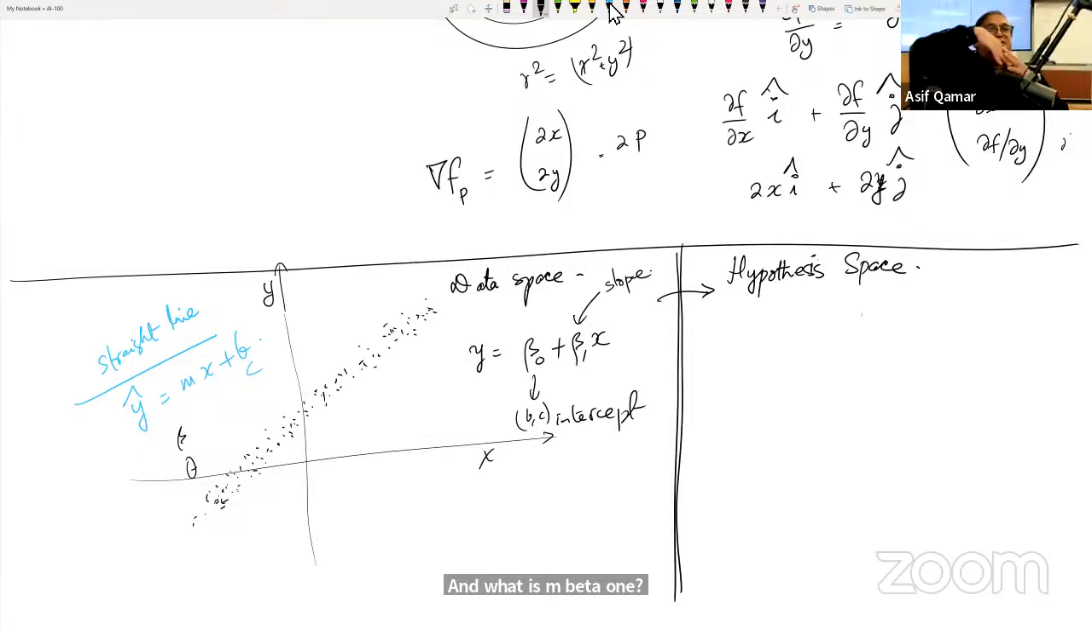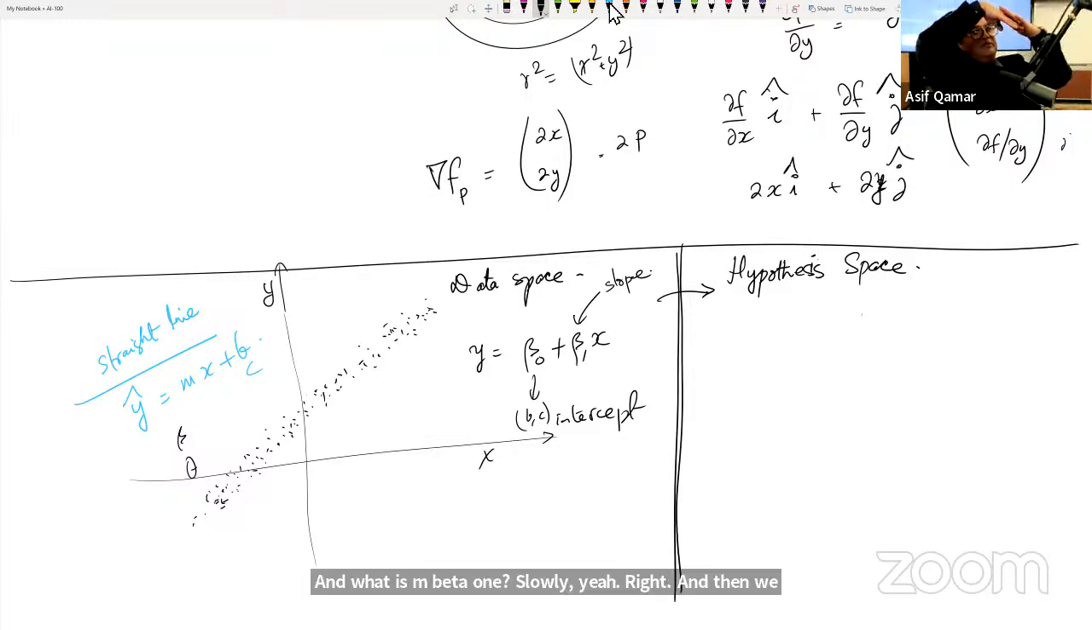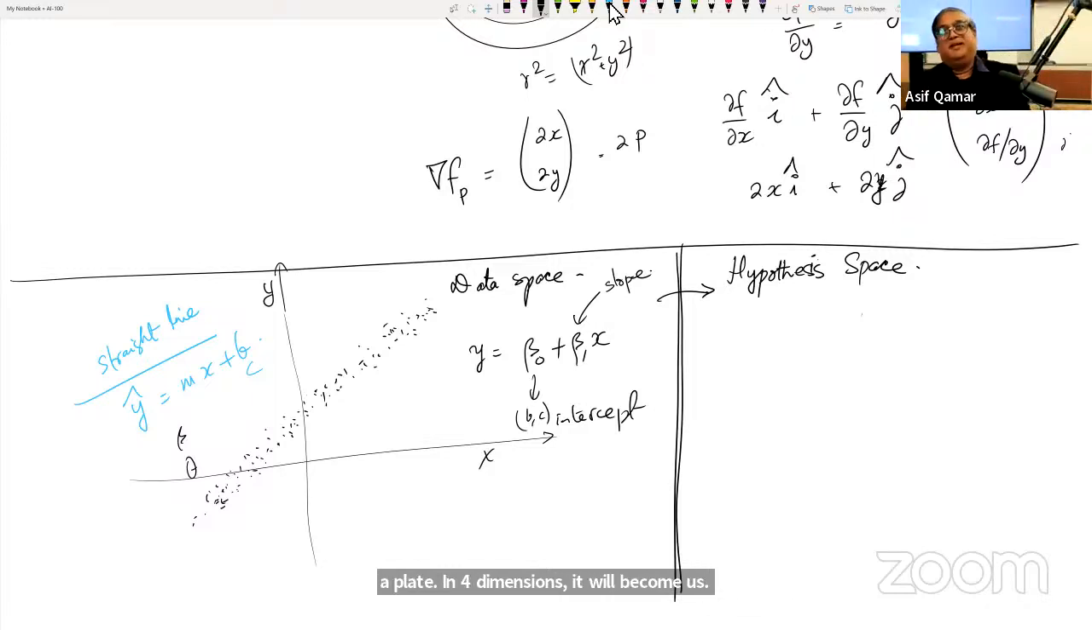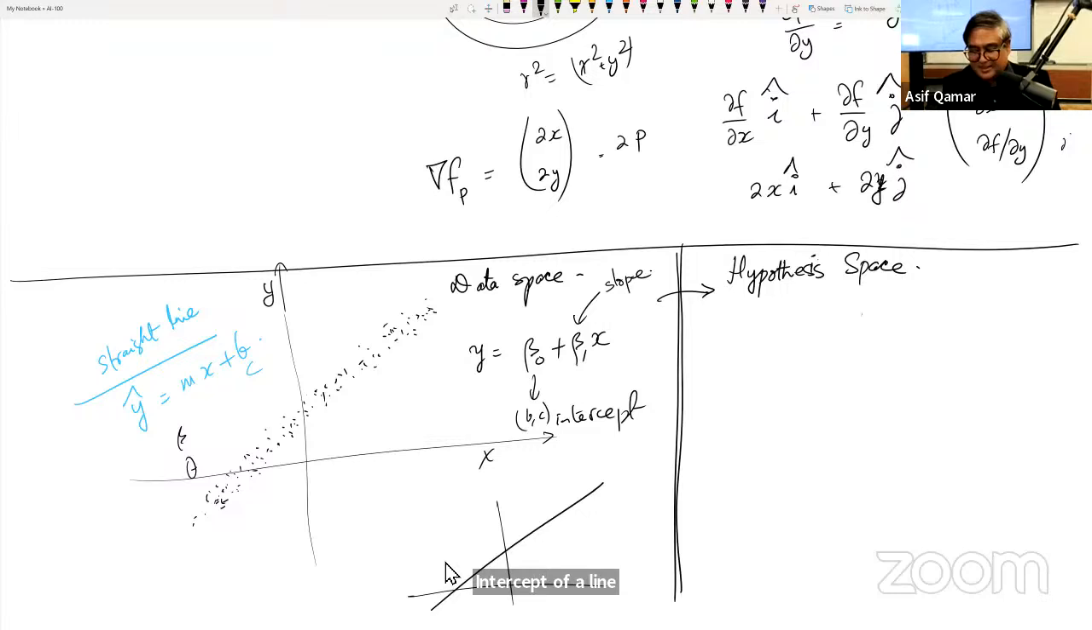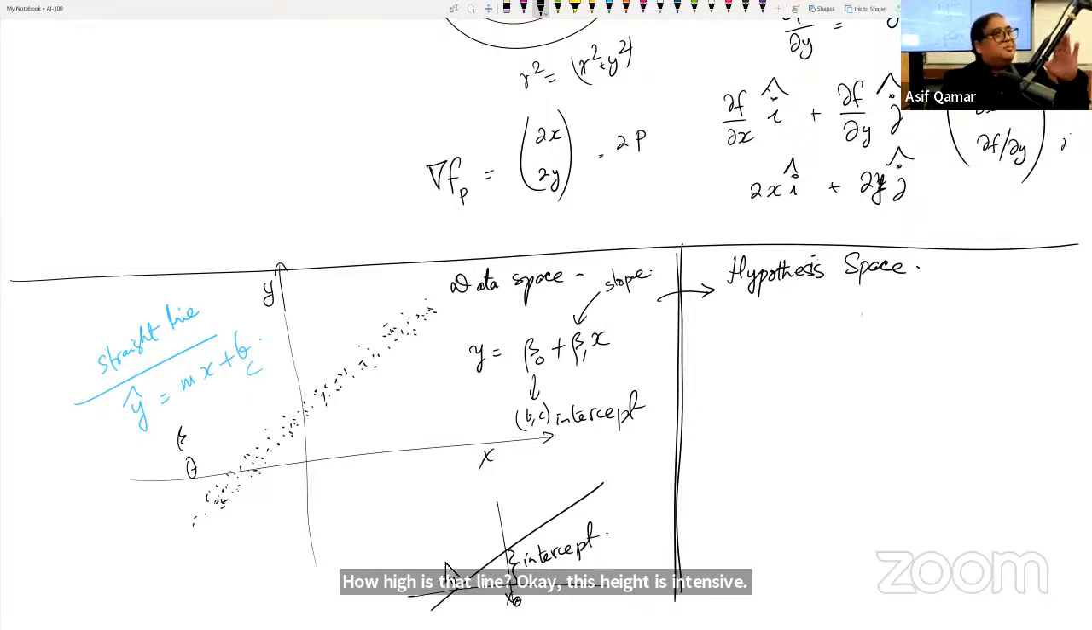And then we can generalize it to higher dimensions. For example, in 3 dimensions, the line would become a plane. In 4 dimensions, it will become a hyperplane. It will keep becoming a hyperplane. But let's leave it this way. Now, how is the intercept defined? Given a line, when x is 0, how high is that line? This height is the definition of the intercept. And slope, we talked about slope, is the steepness of it. So we are together.